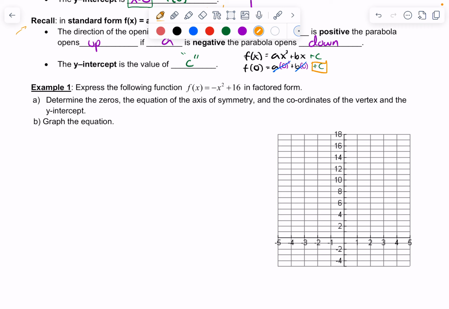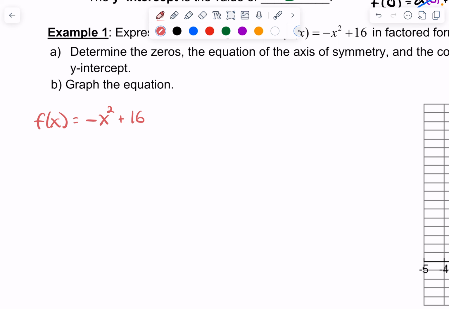So let's start there. This is given to us in standard form. So in standard form, we have f of x equals negative x squared plus 16. Well, this is where your math survival guide should kick in and be like, oh, I have two terms there. Is this a difference of squares? Well, sorta. What happens if I factor this negative out right here? Well, if I factor that negative out, I'm going to get negative (x squared minus 16). Now we have a difference of squares.